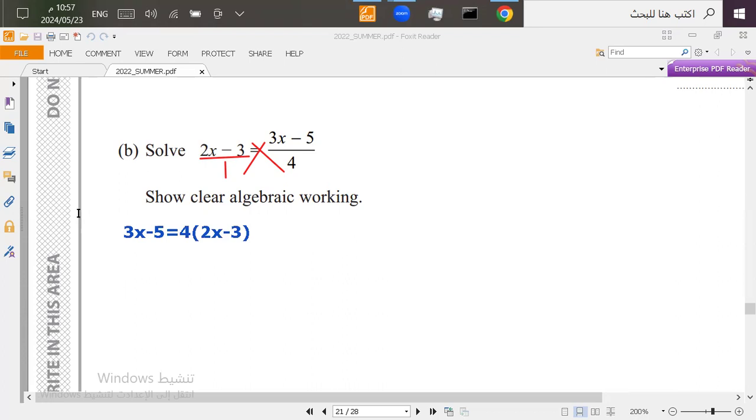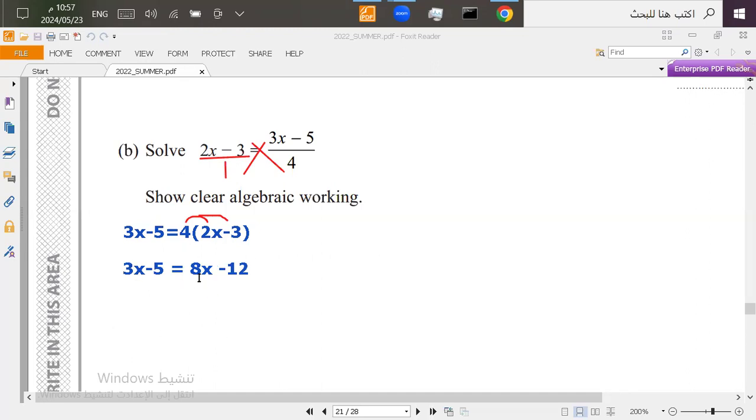Now, because we have brackets, it means we have to expand the 4 inside. So expand it here and here. So this one will be the same, 3x minus 5 equals 4 times 2 is going to be 8x. And then 4 times negative 3 is negative 12. Okay. Now, to solve this, we have to do what?